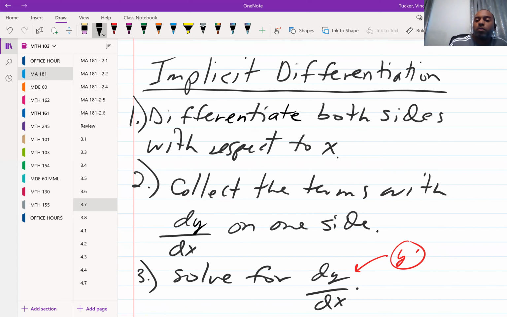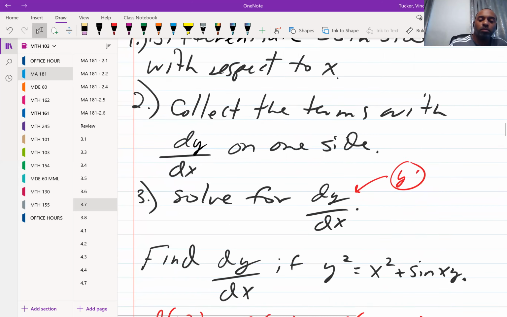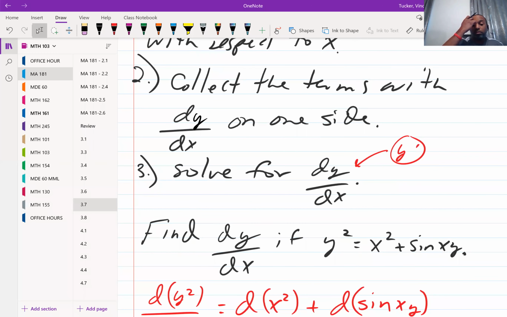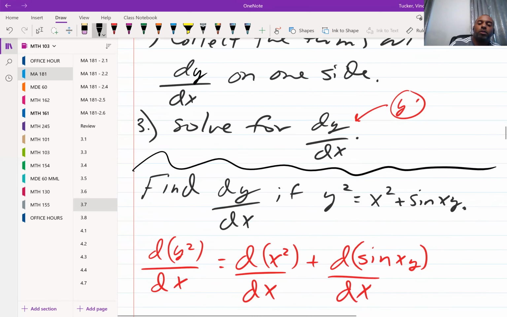All right, let me scroll up. So they're asking us to find dy/dx if y squared is equal to x squared plus sine xy. So we take the derivative of each piece.